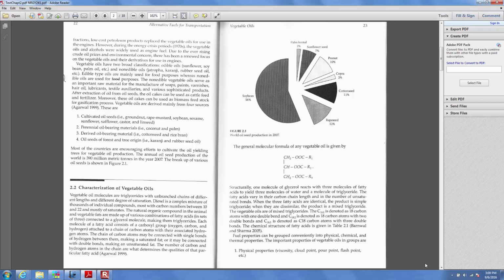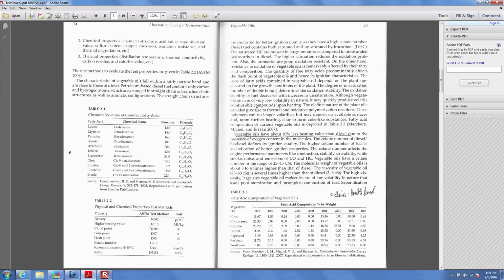Okay, so we've looked at the percentages of where those come from. So we're back to the properties. We talked about physical properties. Now chemical properties. What is the chemical structure? And again, it depends on how that stuff is aligned. That's what the properties are. Acid value, there's all kinds of stuff. Sulfur content, which is a big one.